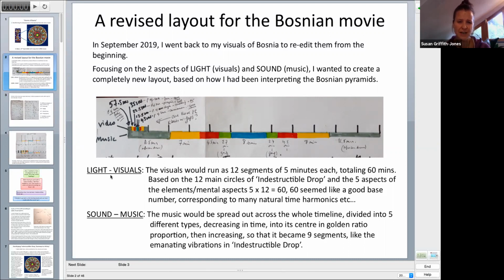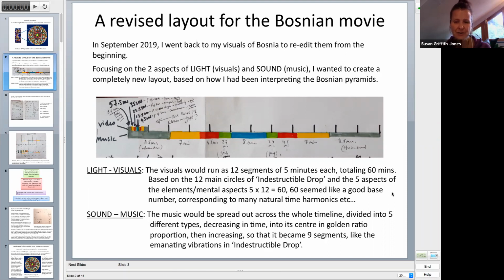Regarding the light, I decided that the visuals would run as 12 segments. You can see here on this picture 1, 2, 3, 4, 5, 6, 7, 8, 9, 10, 11, 12. So 12 equal segments of 5 minutes each, which would total a film of 60 minutes. This was based on the 12 main circles of the indestructible drop and the 5 aspects of the elements and mental aspects, 5 times 12 equals 60. At this point I have to say that the indestructible drop had not emerged yet, but now I'm looking back at this layout and interpreting it with new eyes, with the new picture involved.